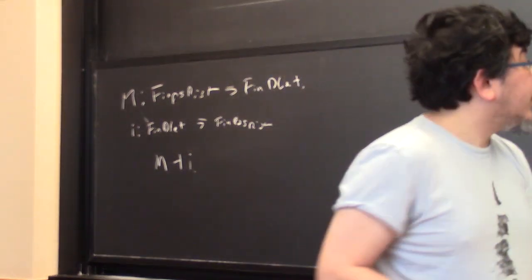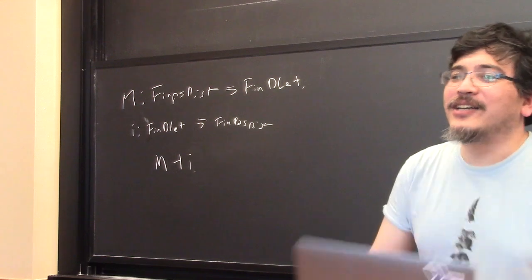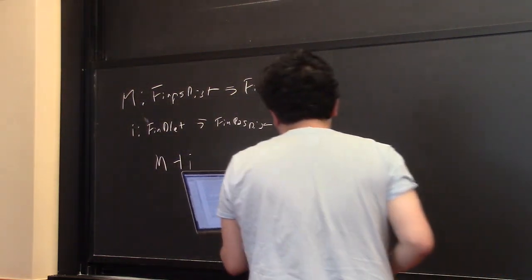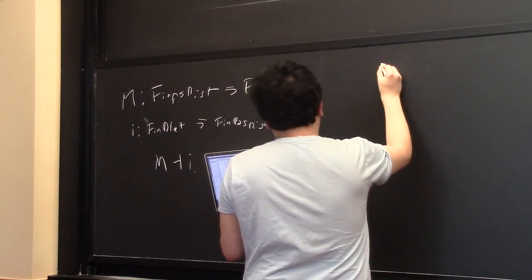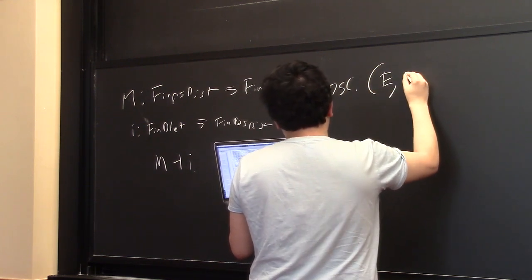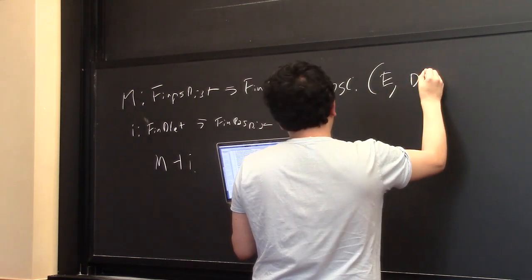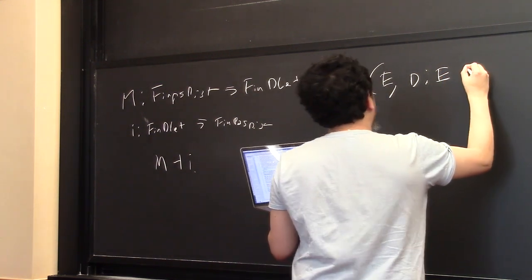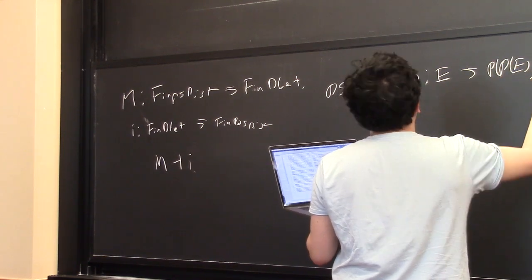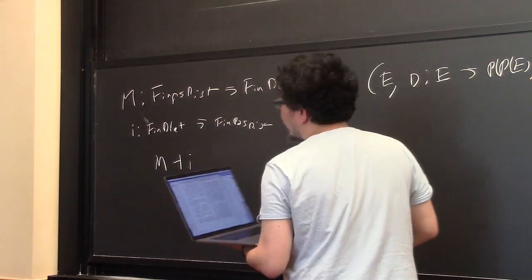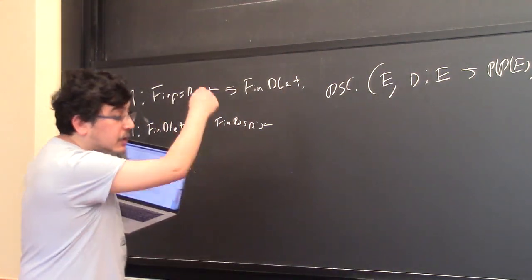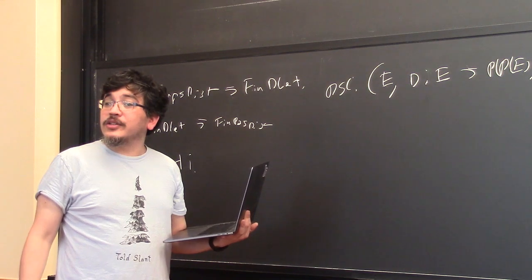So now I want to talk about dependency structures again. Let's come back to why I wanted this thing. I'm going to tell you what a dependency structure with choice is. It's a pair, E, comma, D, of type E to the double power set. This is the main gadget we want to work with. This is our initial mathematical characterization of dependency structures, like these package dependencies I told you about.